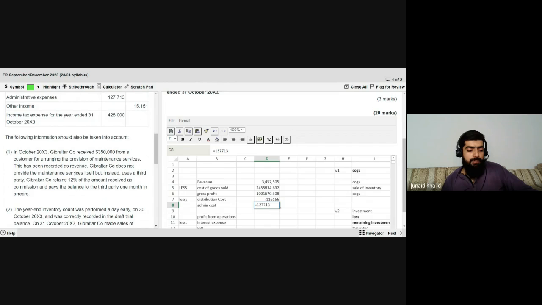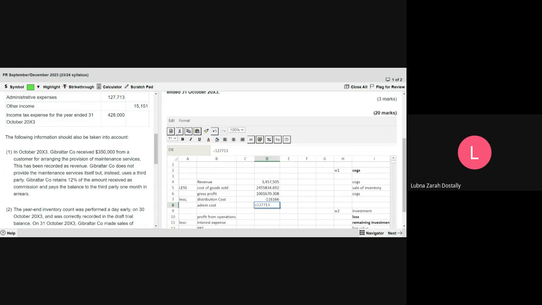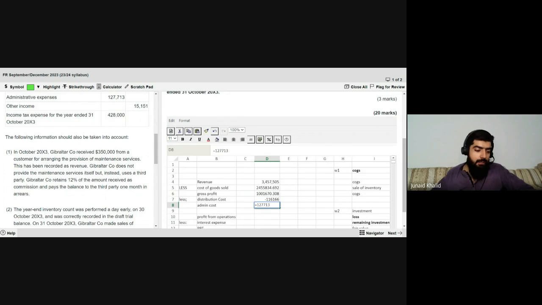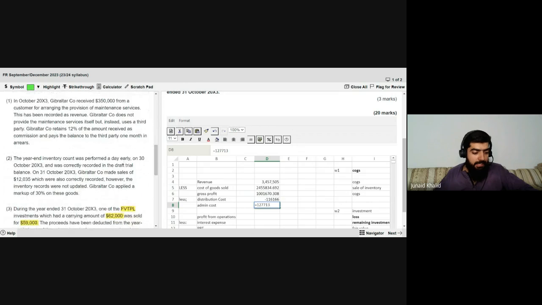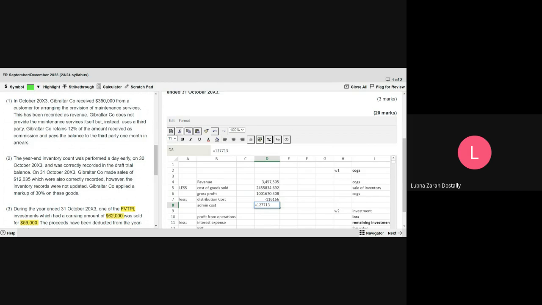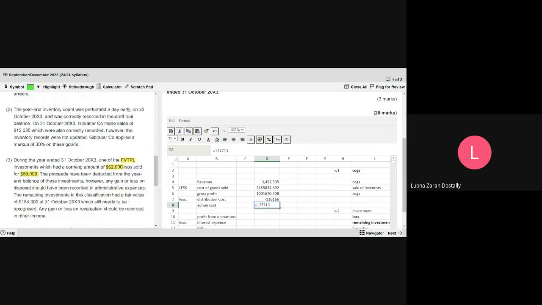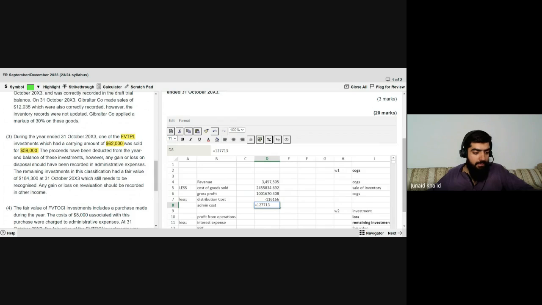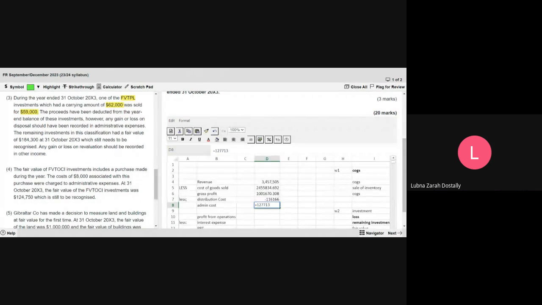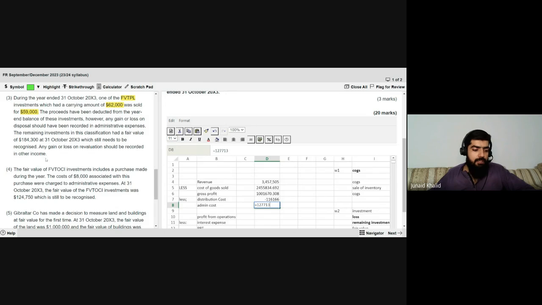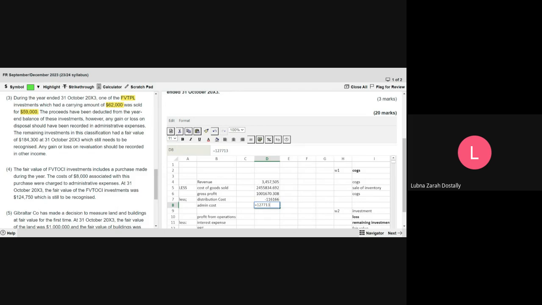Is there anything that we need to account for in the admin expenses? Could you remember? You have read the question. Is there anything to adjust in that particular item? For admin cost, I think yes. We have the fourth adjustment, the transaction cost.